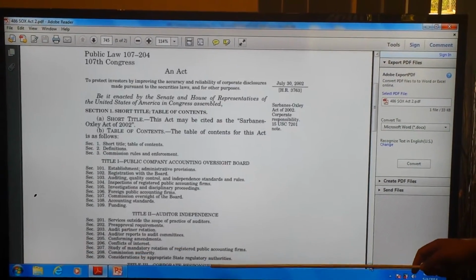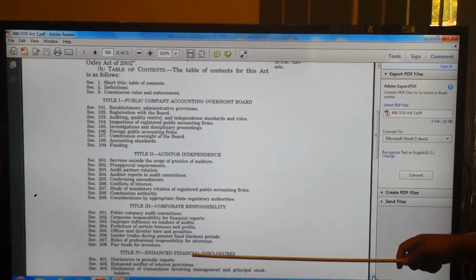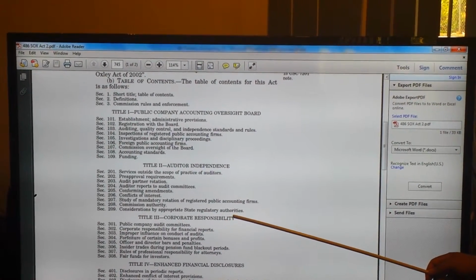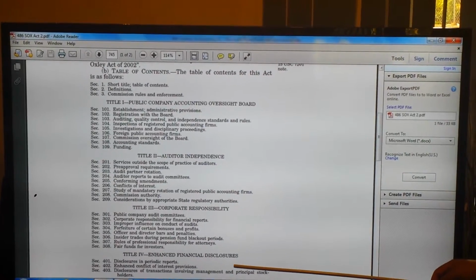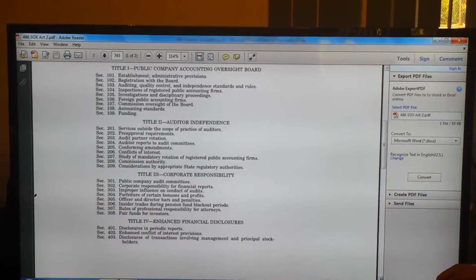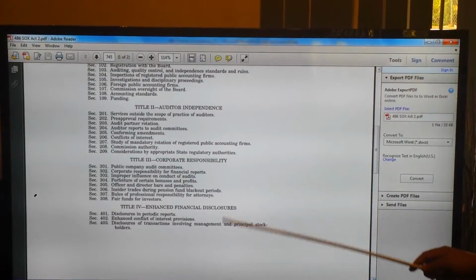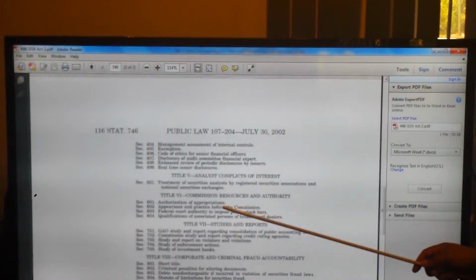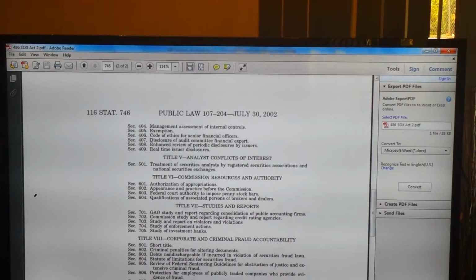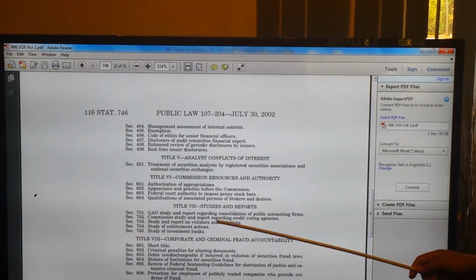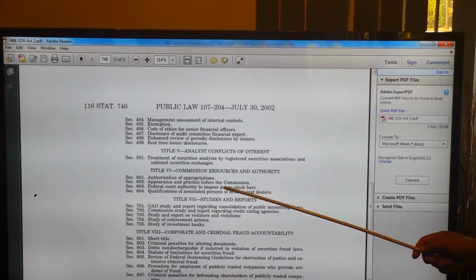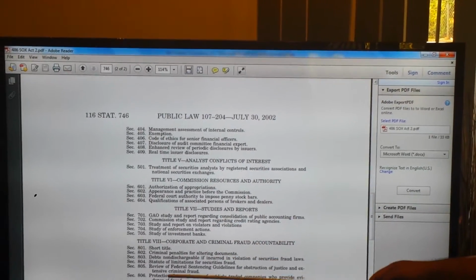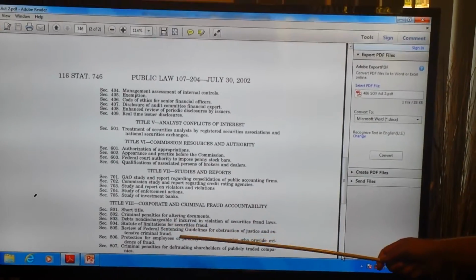And as I scroll down, Title 2 is auditor independence. Title 3 is corporate responsibility. Title 4 is enhanced financial disclosures. Title 5 is analyst conflicts of interest. Title 6 is commission resources and authority. Title 7 is studies and reports. Title 8 is corporate and criminal fraud accountability.